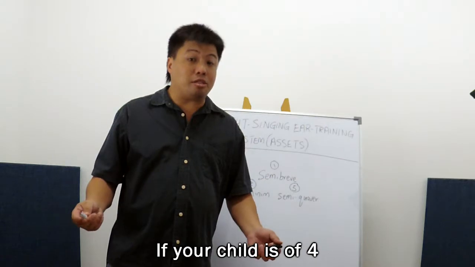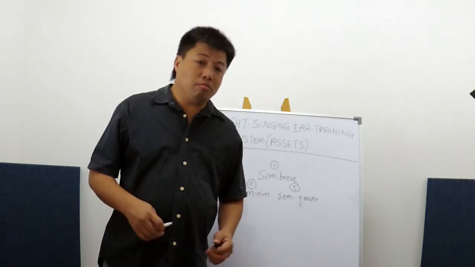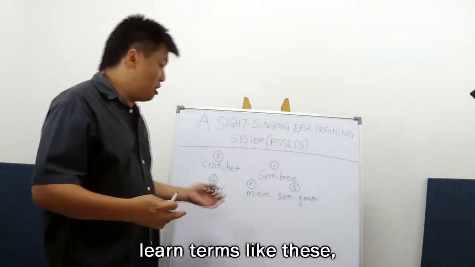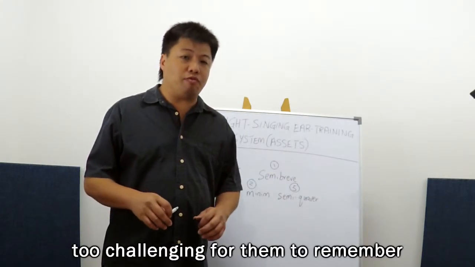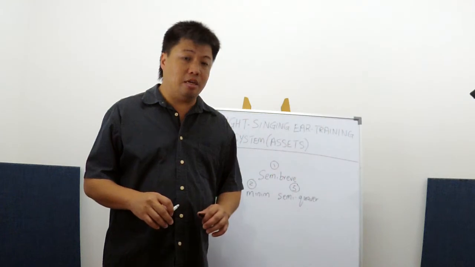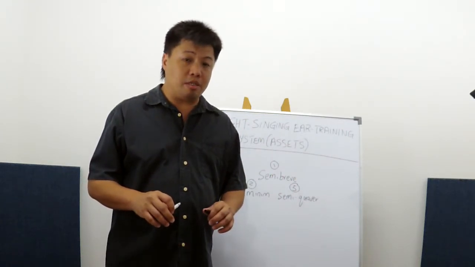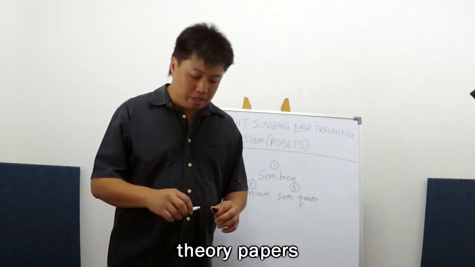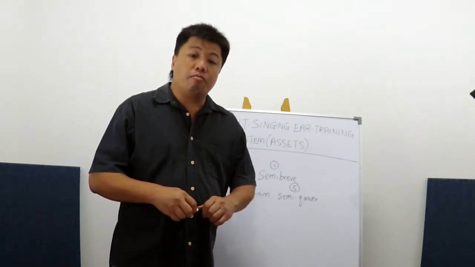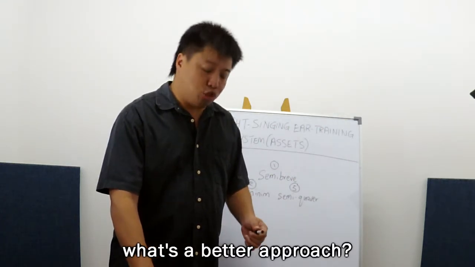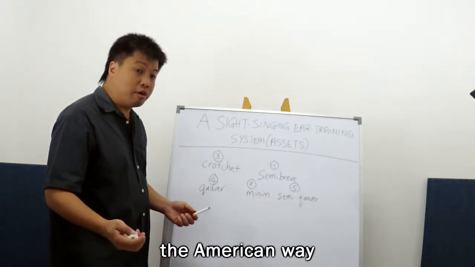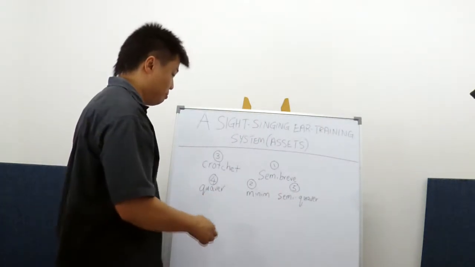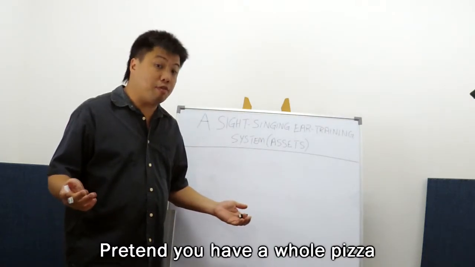If your child is of 4 or below and they were required to actually learn terms like this, I think it might be a bit too challenging for them to remember terms like this when they study for music exams or take theory papers. So, what's a better approach? My suggestion is to do the American way, the fraction theory. Pretend you have a whole pizza.